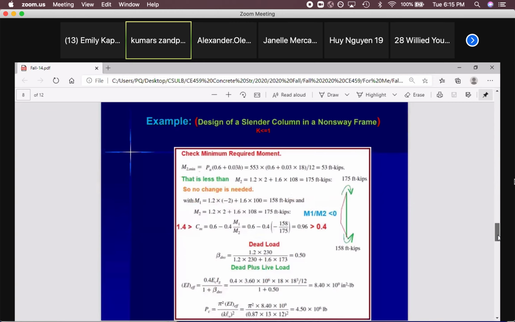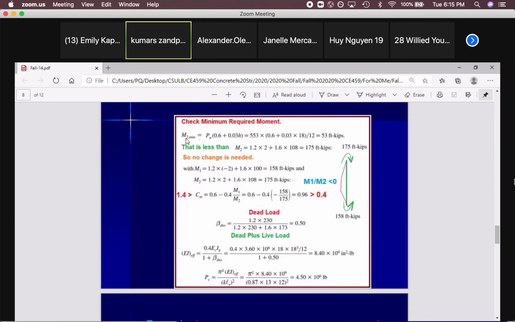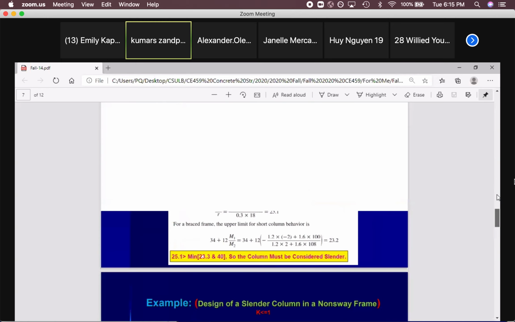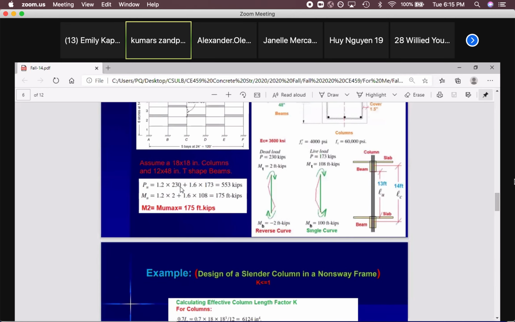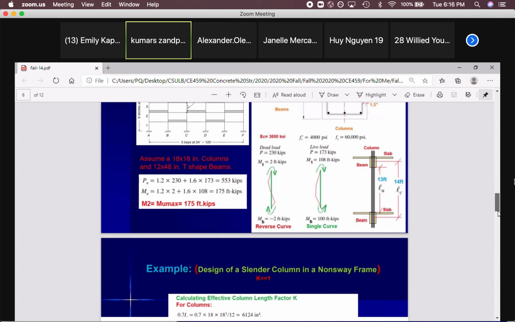So we have to follow the instruction. First of all, we have to find the minimum M to compare with our M2. And what was that? PU times 0.6 plus 0.03 times H. H is exactly the same as before, parallel to E, perpendicular to the bending axis. Okay, inches, 0.6 inches, 553. Where is PU? PU we calculated here. Look at this, 1.2 PD, 1.6 PL, live load PL, 1.2 dead load. I'm repeating this to make sure that you got them correct.